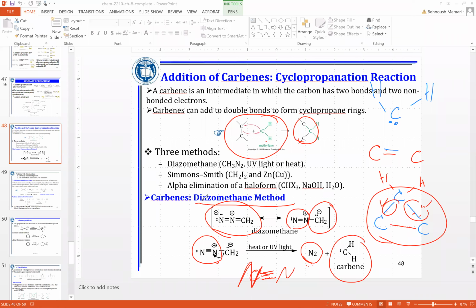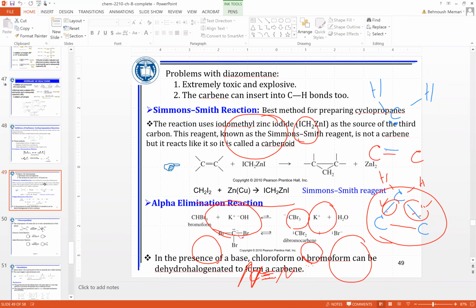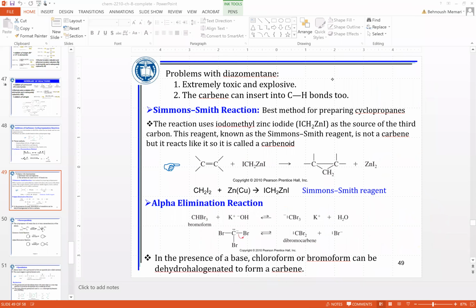One of the methods is to use diazomethane. Diazomethane is N2CH2. So you use diazomethane as a source for carbene.